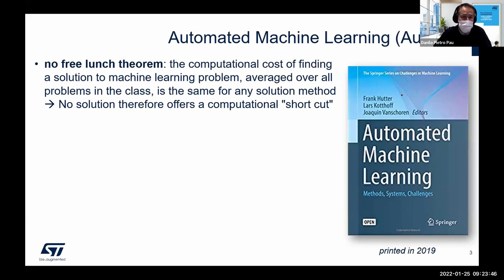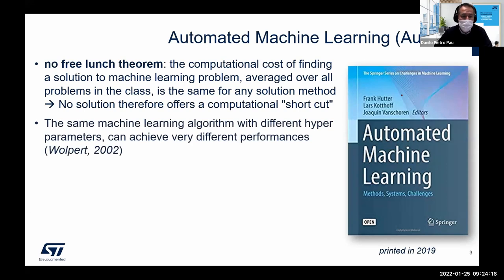So let's start with a few definitions. Let's start with automated machine learning, also known as AutoML. There is a theorem we need to remind: no free lunch. There is no shortcut in saving computational complexity when trying to find a solution to a machine learning problem. If we average over all the problems in a class, the same cost holds for any solution. There is no escape from this.